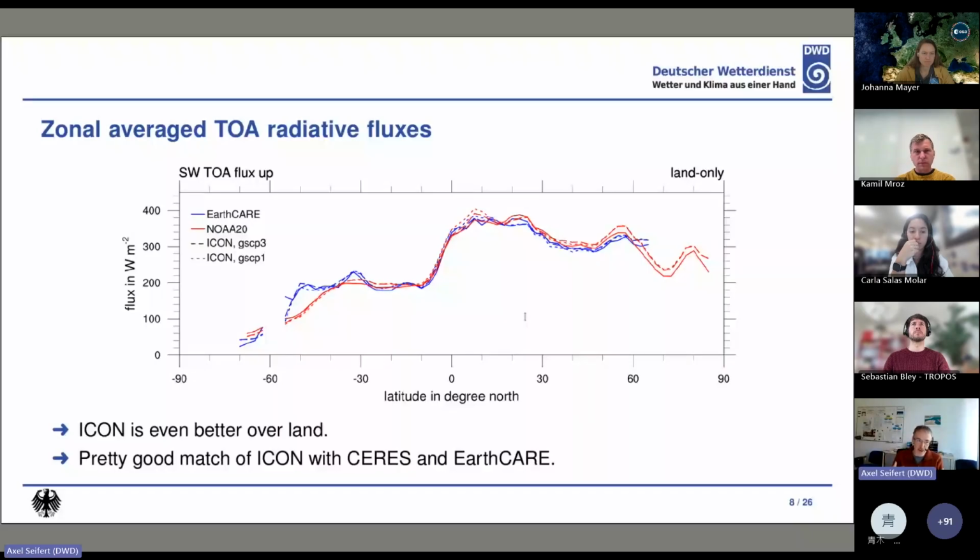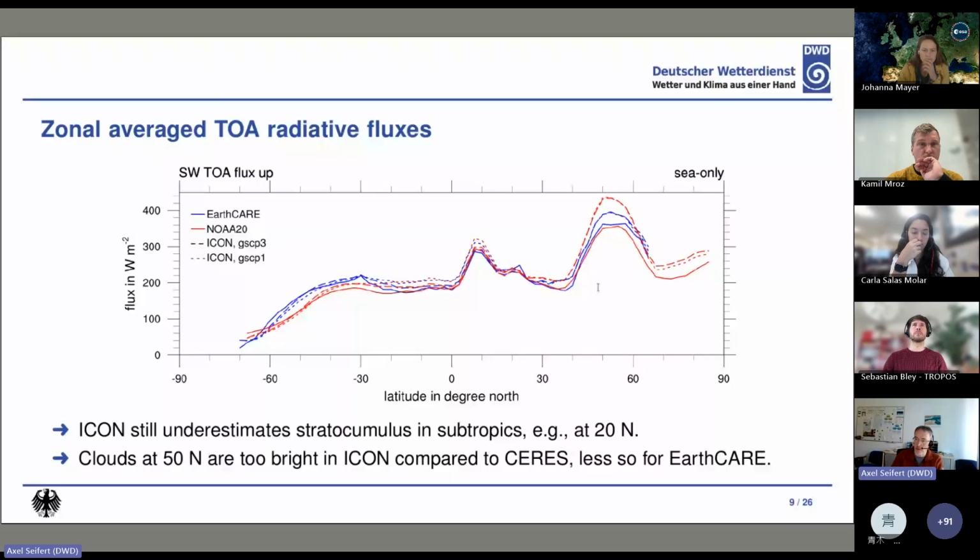Having this data, we can now do interesting exercises. For example, we can look at land-only pixels, and there we find a significantly better agreement between model and observations, but also between the observations themselves. So over land, the situation is better. Over sea, we see similar behavior as in the total data set, which points to the fact that most of the difference we see comes from maritime clouds, which we know is difficult.